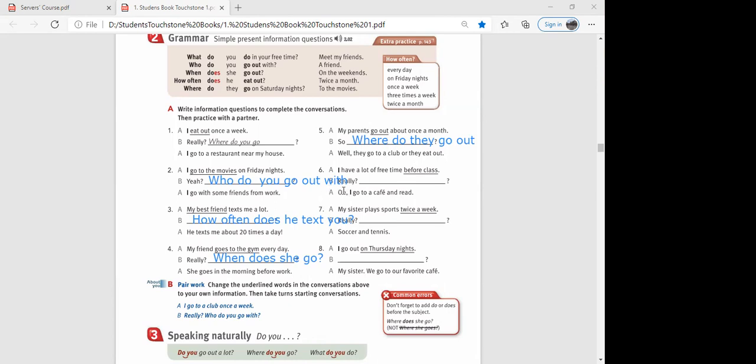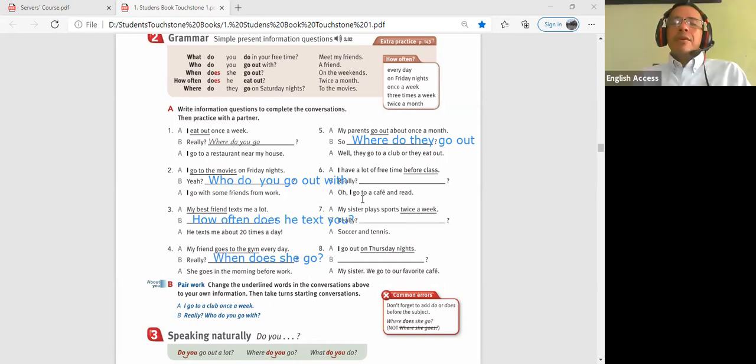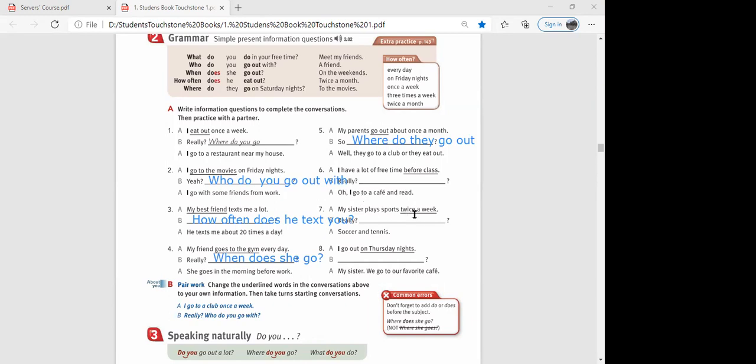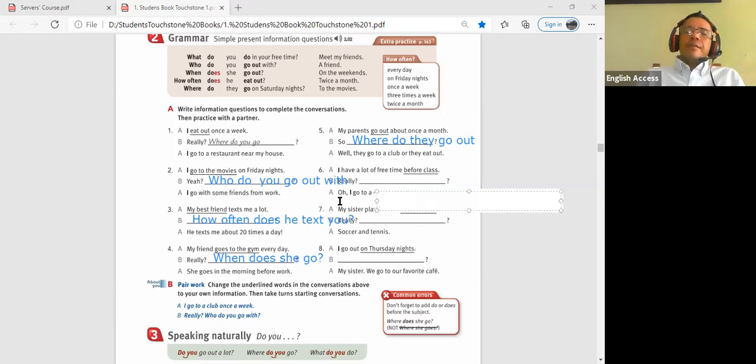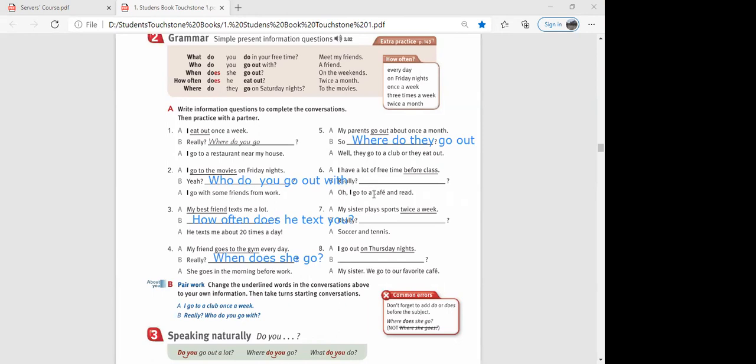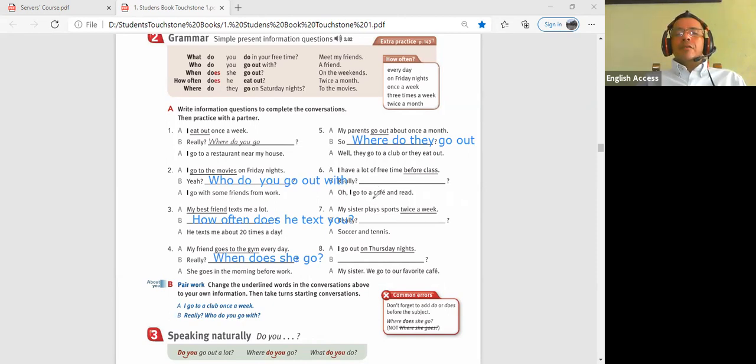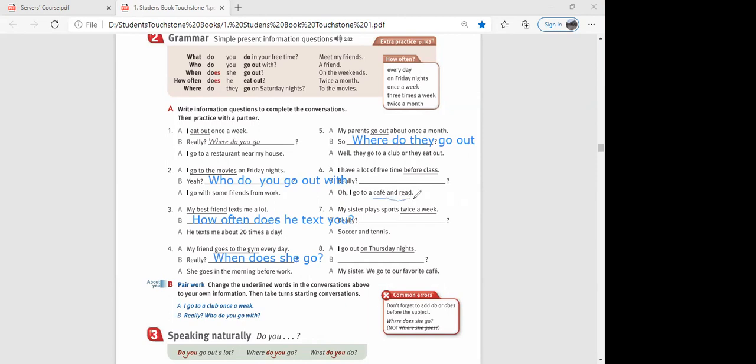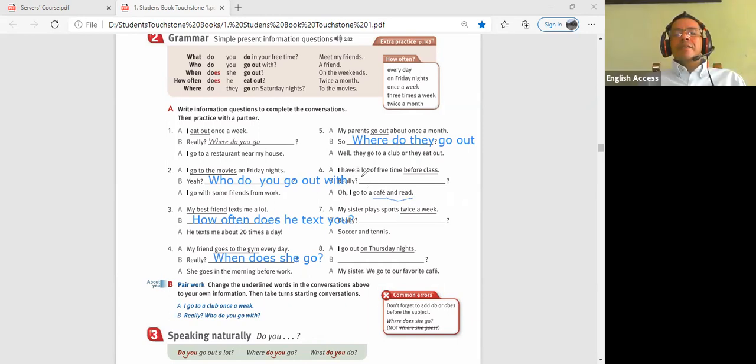Number six, Lupita. Where do you go? I have a lot of free time before class. Really? Where do you go? Where? Porque where? Why where? Because he's mentioning his two activities, cafe and read. How often does he? I have a lot of free time before class. Really?